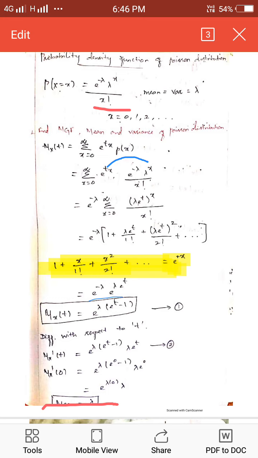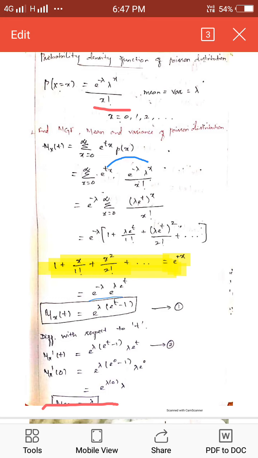This is the formula which we had studied in 10th standard. We are going to compare this formula with the above equation. In the place of x, we got lambda into e power t. So, instead of x, we are going to substitute lambda into e power t. Now, the formula can be simplified as e power minus lambda into e power lambda e power t, since x is equal to lambda into e power t.